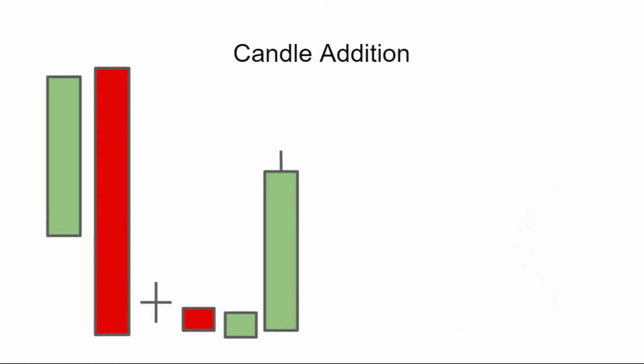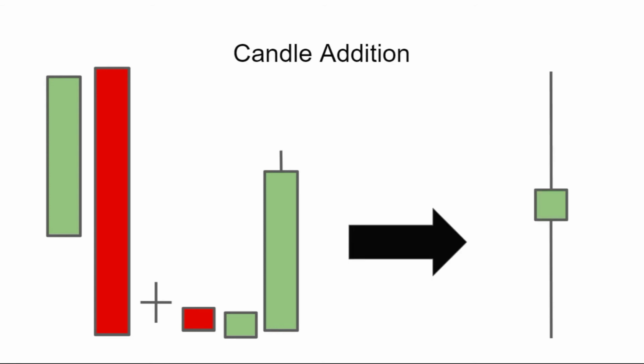This group of candles, through the process of candle addition, moving from the open of the first candle to the high, to the low, and to the close of the last candle, becomes the same candle on the right, from the open to the high, to the low, and to the close.